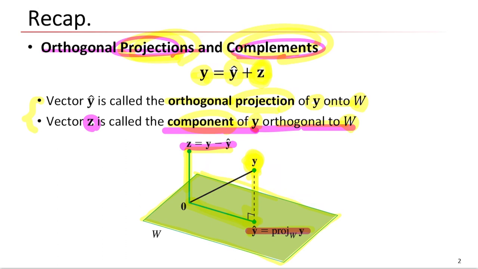In this case, we can represent the given vector y as y hat plus z, right? So y hat is the orthogonal projection of the vector y onto the subspace W. Generally, this y hat is represented by the projection of y onto the W space, right? And z is the component of y orthogonal to the W space, right? So this is the orthogonal projection and component.